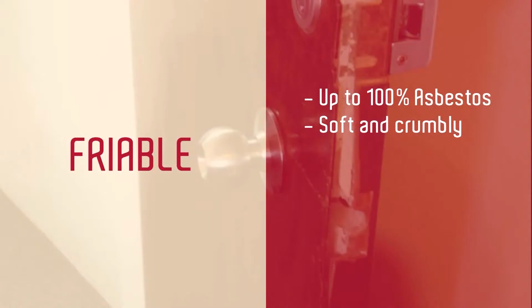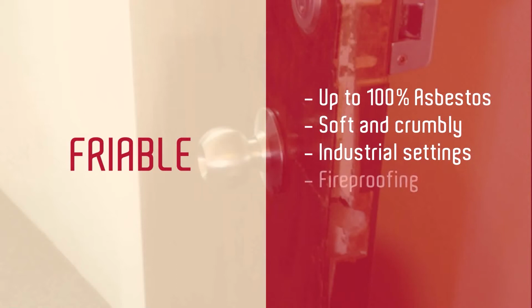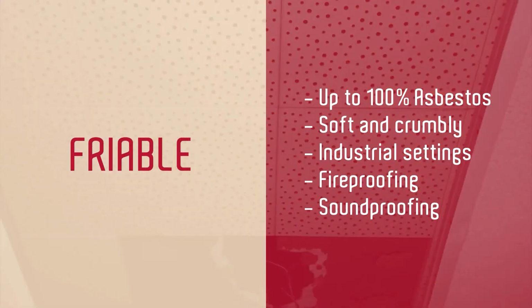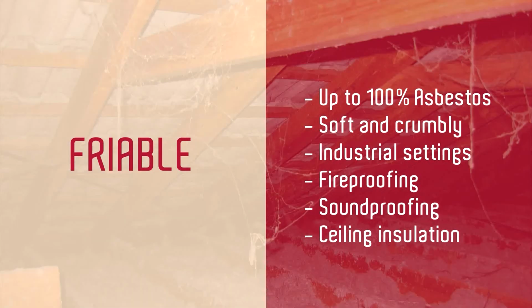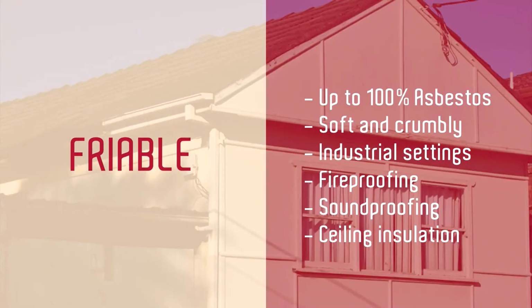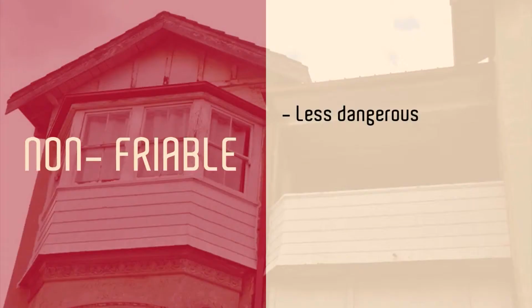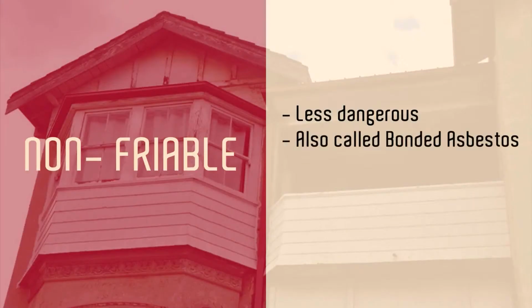This type of loose asbestos was mainly used in industrial and commercial settings for fireproofing, soundproofing and insulation, which was sometimes used in the ceiling space of homes. Way more common in Australian homes, and thankfully far less dangerous, is non-friable or bonded asbestos, and there are a broad range of these products.